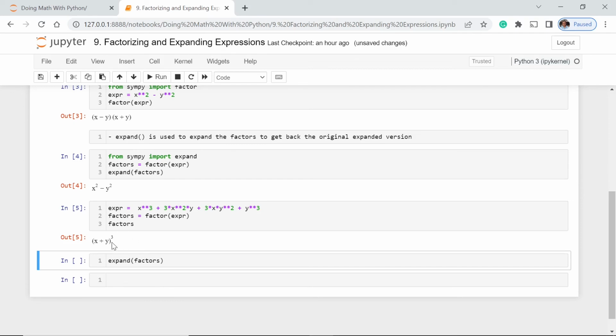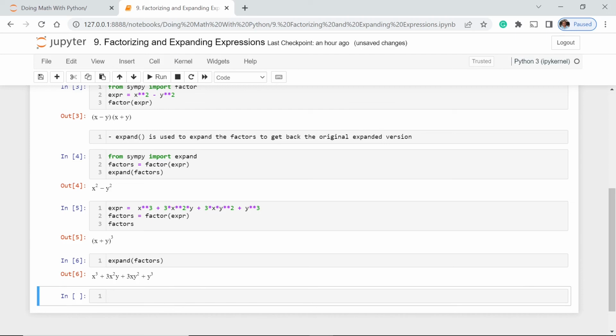And now we would want to expand. What would be the expanded version of this one, which means the original? Let's execute this one. There you go. This is the original version of this factored form.